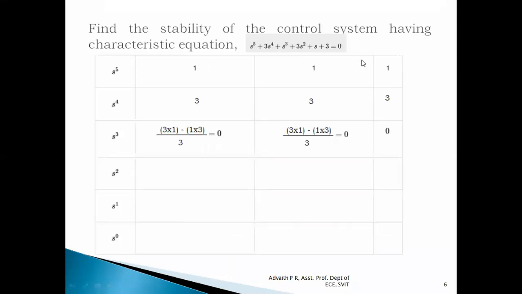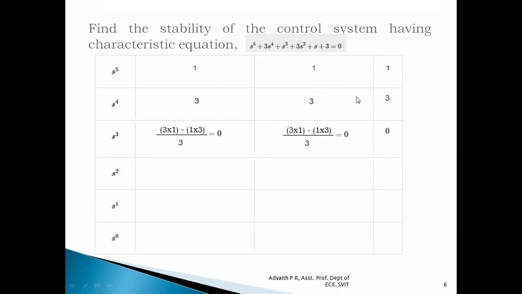Let us consider an example to understand this in a better way. Find the stability of the control system having the characteristic equation s to the power of 5 plus 3s to the power of 4 plus s cube plus 3s square plus s plus 3 equals 0. Now, the highest power of s which we have is s to the power of 5, so s to the power of 5 will be taken, then s to the power of 4, s cube, s to the power of 2, s to the power of 1, s to the power of 0.